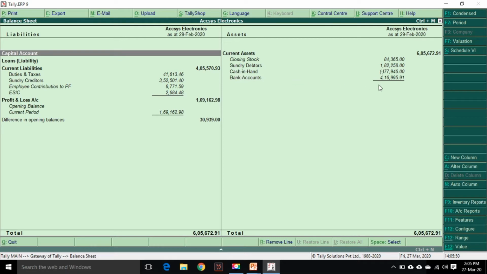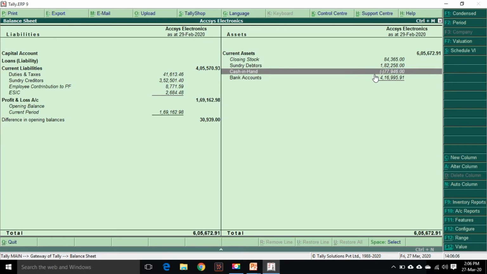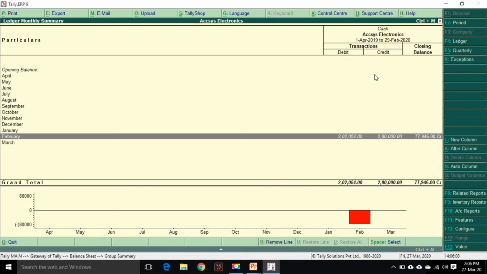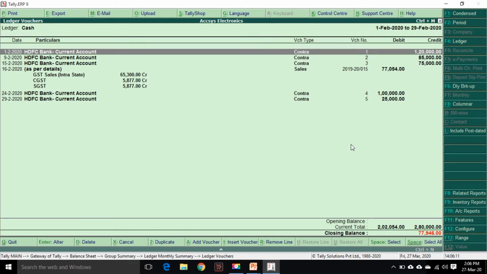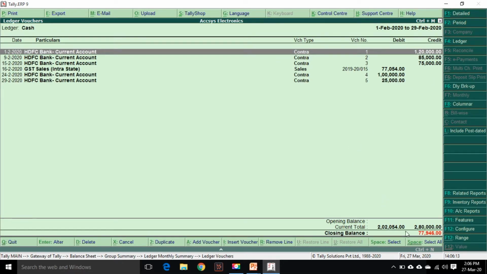Also, you see in cash in hand there is a negative balance of 77,946. Cash cannot be negative. Whatever you received, out of that amount you disburse your payment, so your payment cannot exceed your received amount. Here, why this is happening is, you see in the cash book, you have received 2,02,054 but you have spent 2,80,000, which is not possible. That's why it's showing a negative balance. Once you enter the opening balances here, automatically the negative balance will be removed.